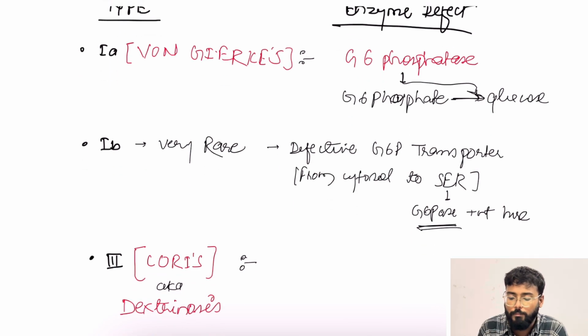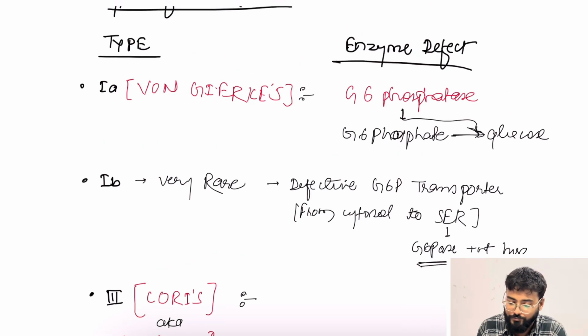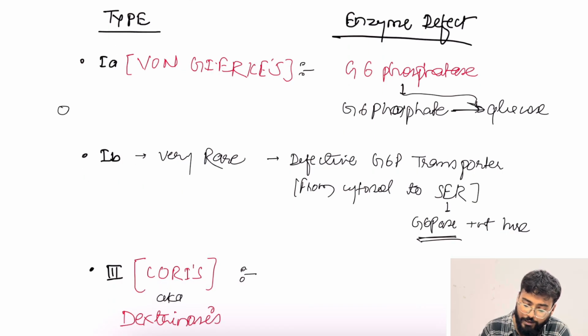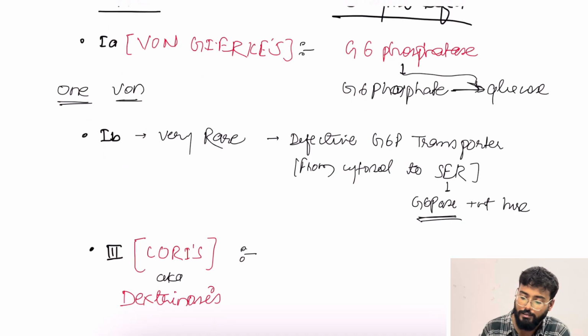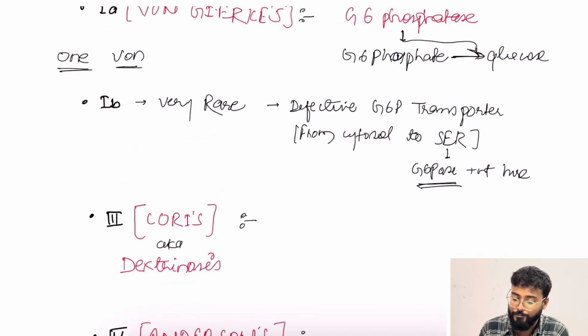So how can you remember that the first one is your von Gierke? There is a really basic mnemonic. So 1 and von, it sounds similar. So your von Gierke is your 1, means your first GST. And 1B is also known as von Gierke's, and it is really rare.